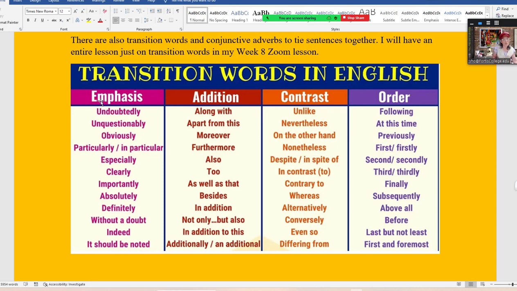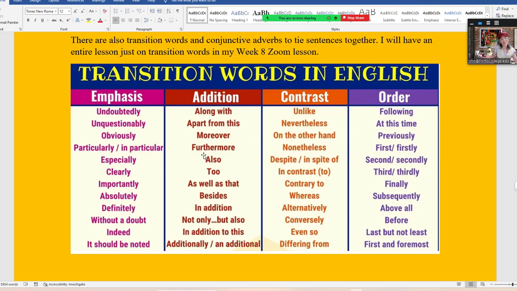These are different ways of saying "and." Instead of saying "and," you would say apart from this, moreover, furthermore, also, as well as that, in addition to this. So, transition words of addition. Different ways of saying "but": you have unlike, nevertheless, on the other hand, in contrast to.